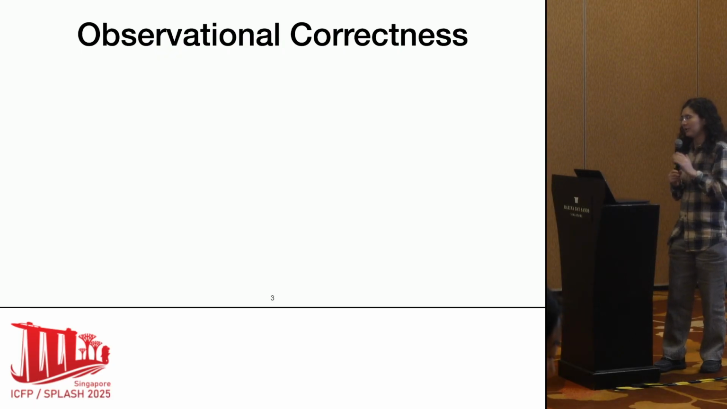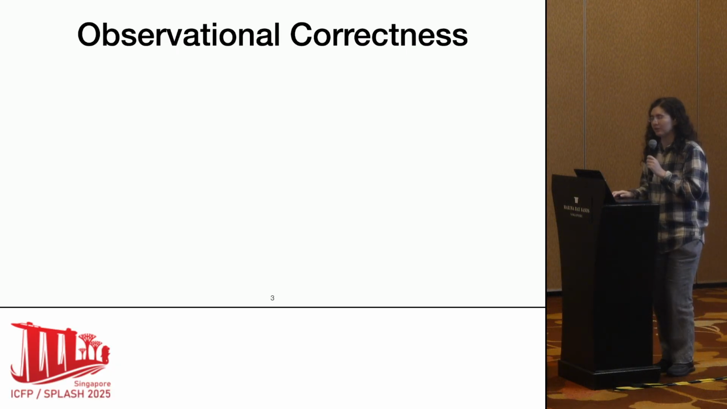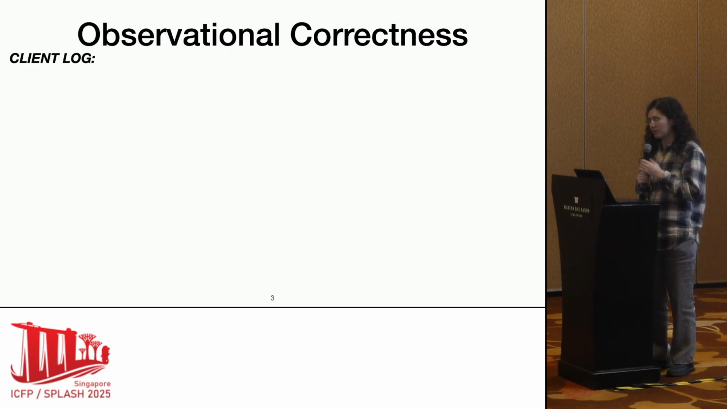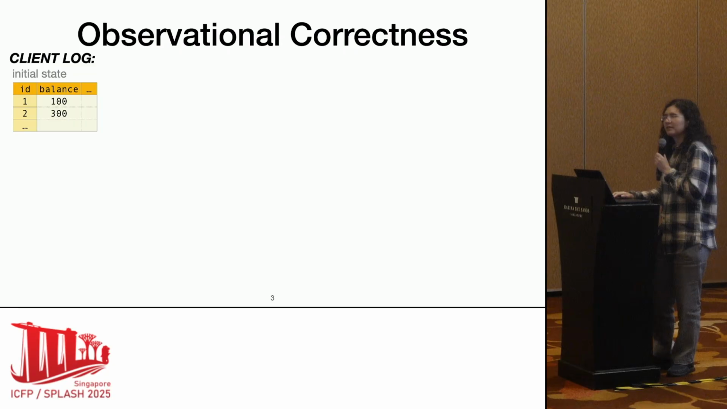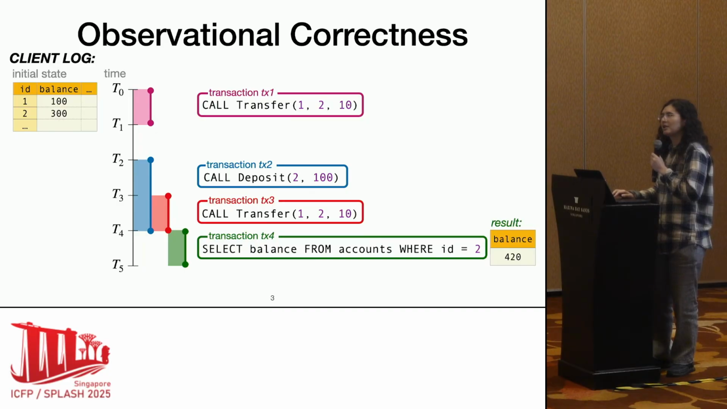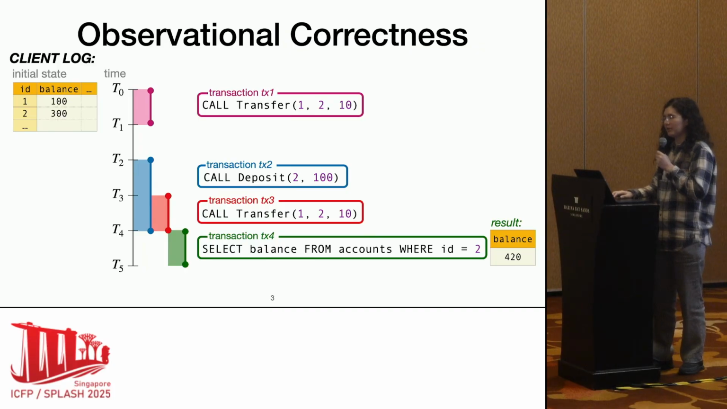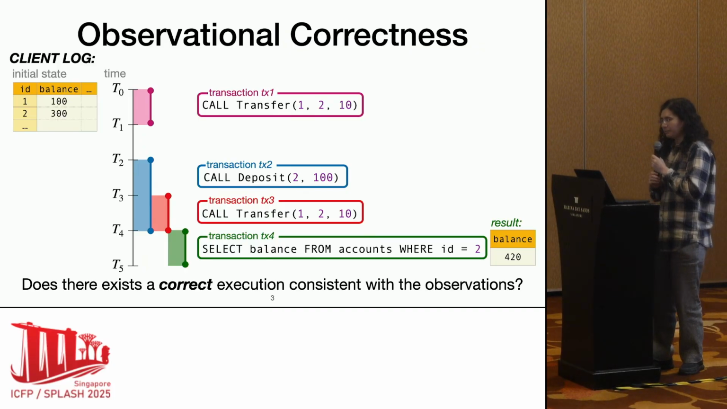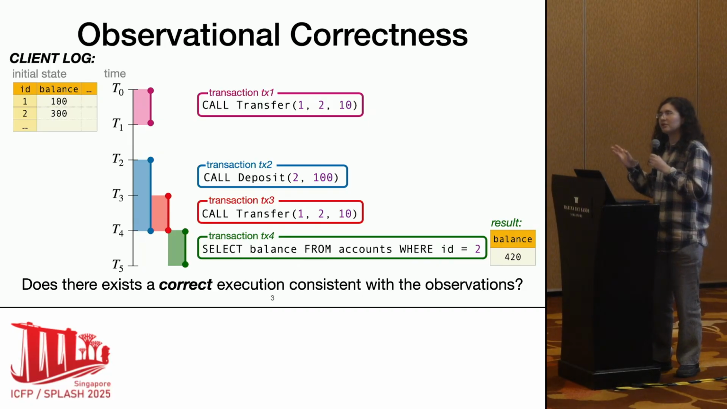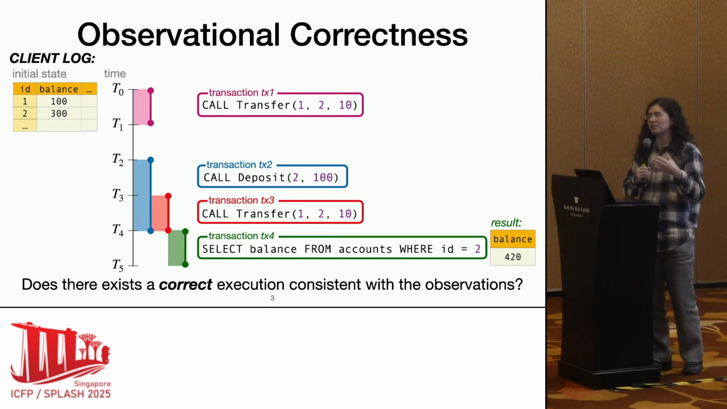So in the paper, we define this notion of observational correctness, and I will just give you some intuition for this here. We assume that we have a set of client-logged observations. These include things like the initial database state, the starting and end times of transactions, the transactions themselves, and the results of any queries. Observational correctness of the DBMS is then the property that says: does there exist a correct execution of the transactions in this log that is consistent with the observations recorded by the client?